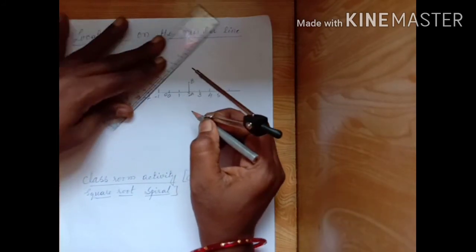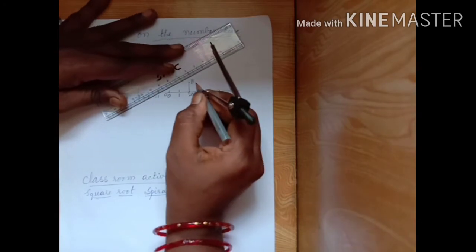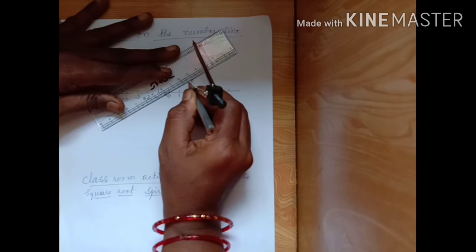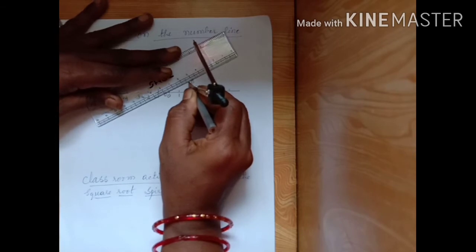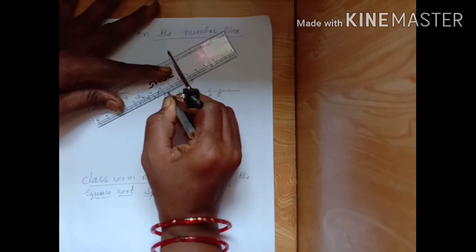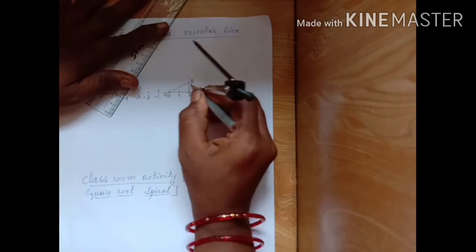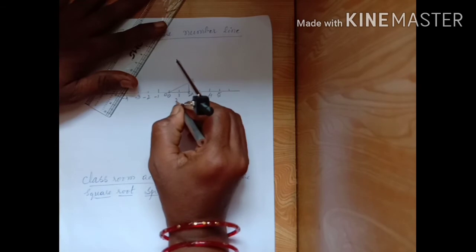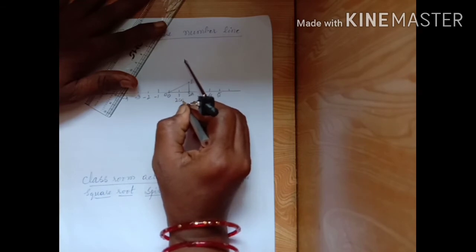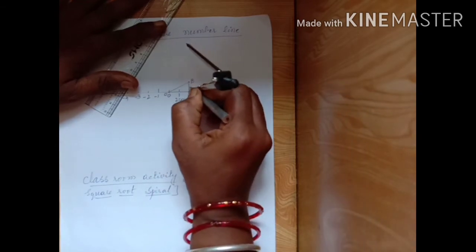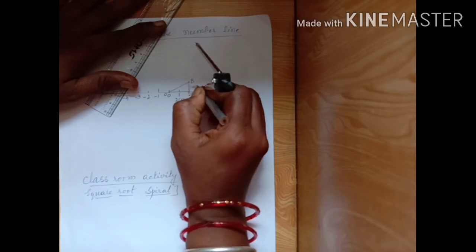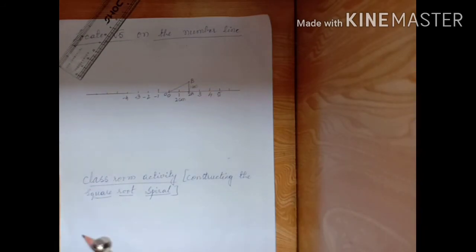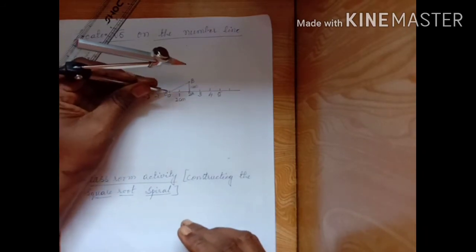Then now what you have to do is draw OB. OB like this. Now this is from 0 to 2. How much have we taken? 2 centimeters, children. Yes or no? 2 centimeters. And AB, I have marked 1 centimeter. Yes or no?